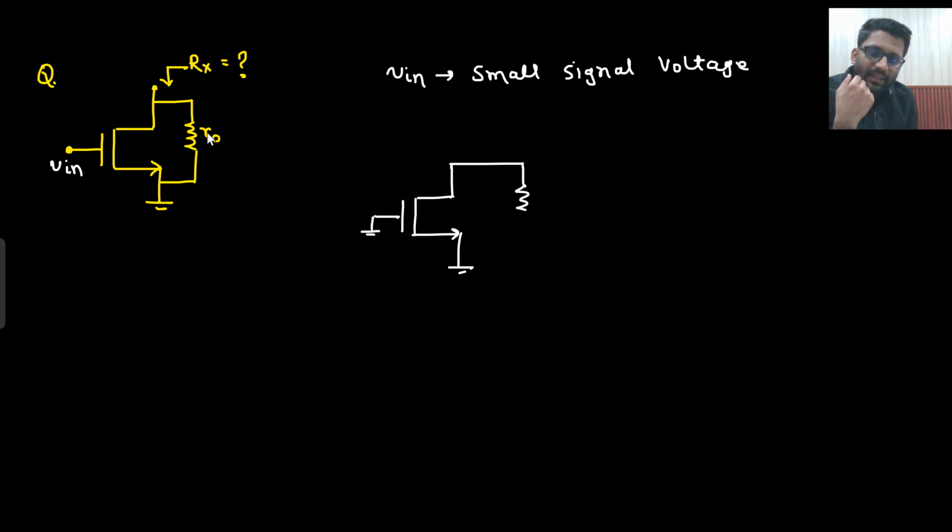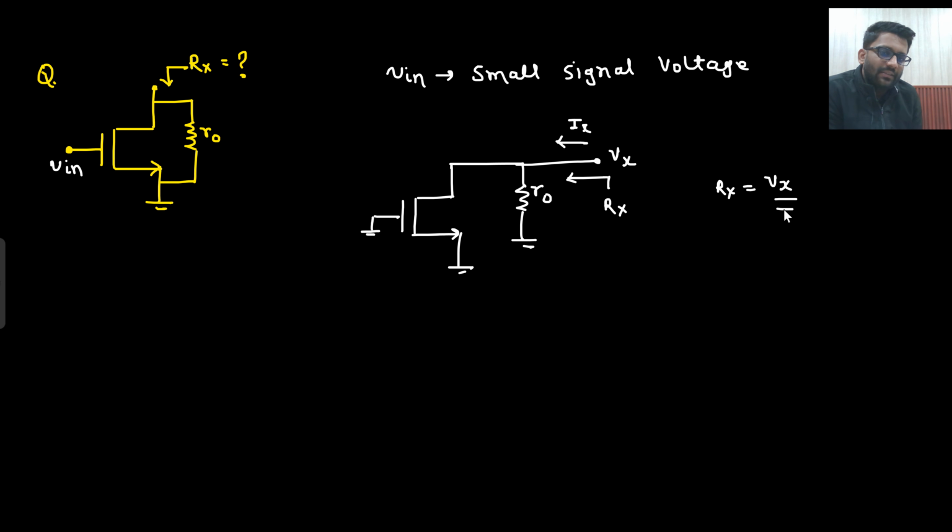And this R0 is connected to ground as well, because this is connected to ground only. And what do I need to find? I need to find Rx. In this manner they can say that I need to find Rx here. So what will I do? I will apply some Vx and get Ix out of it. So my target is Rx equals Vx by Ix.